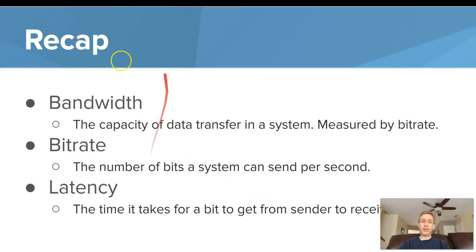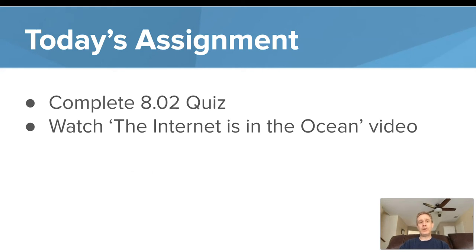And so there are these terms here: the bandwidth, the bit rate, and the latency, that describe how well your systems actually transfer information from one computer to the other. And that's just terminology that you would hear used when dealing with that. And so that's pretty much it for section 8.02.